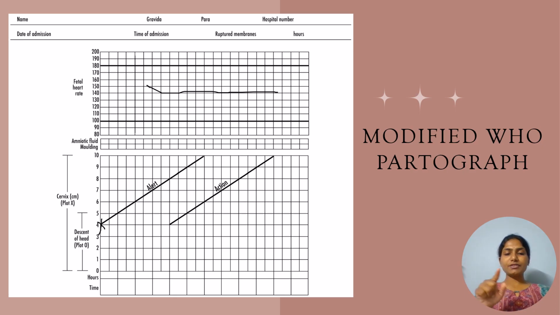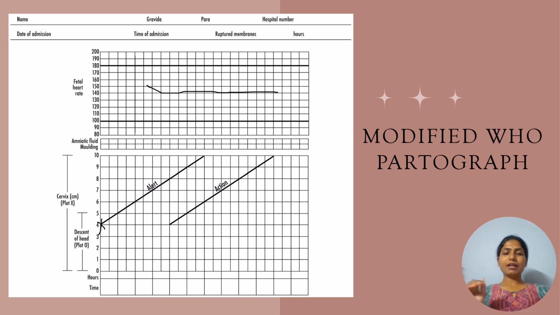If the progress of labor crosses the alert line, then the clinician should get alerted. What might be the cause for the delay in the progress of labor? It could be the 3 P's. What are the 3 P's? It could be the power, the passenger, or the passage. Power is the uterine contractions. Passage is the birth canal or the pelvic adequacy. And the last one is the passenger, that is the baby. Any of these could lead to a delay in the progress of labor.